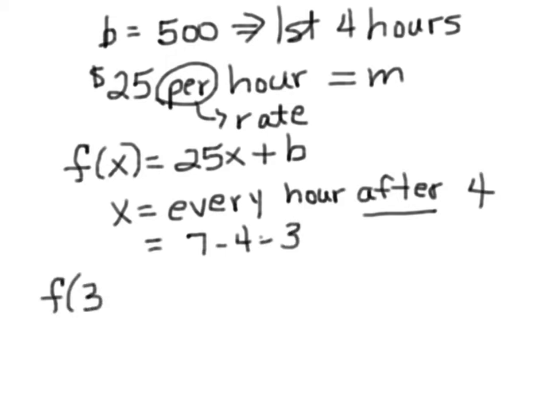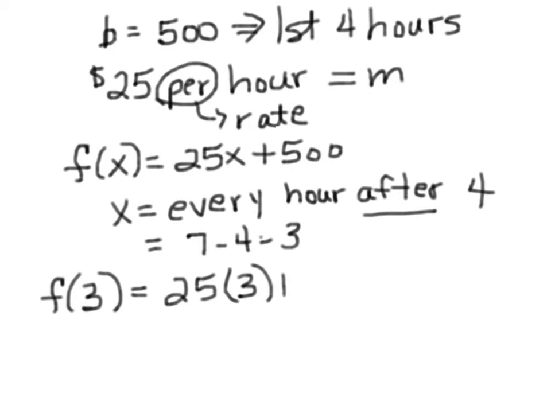So we're going to have f of 3 equals 25 times 3 plus, and I realized I have a mistake right here. That's supposed to be 500 right there. And then we're going to plug in 3, and the cost for the rental was $575, and that is all. Those are the examples for section 3.9.